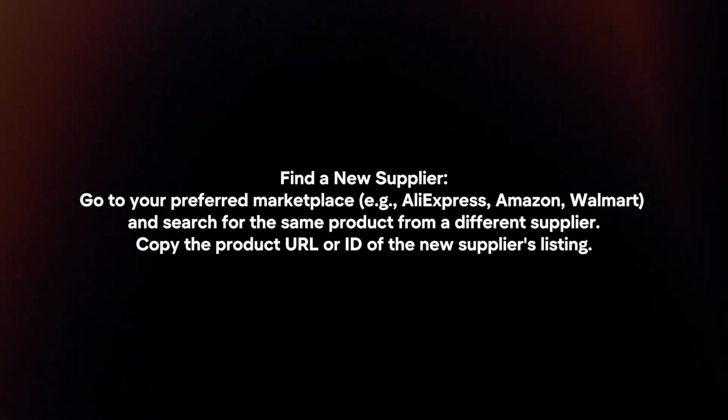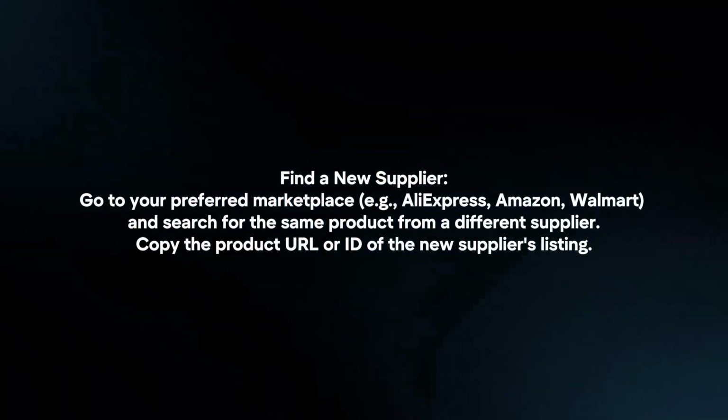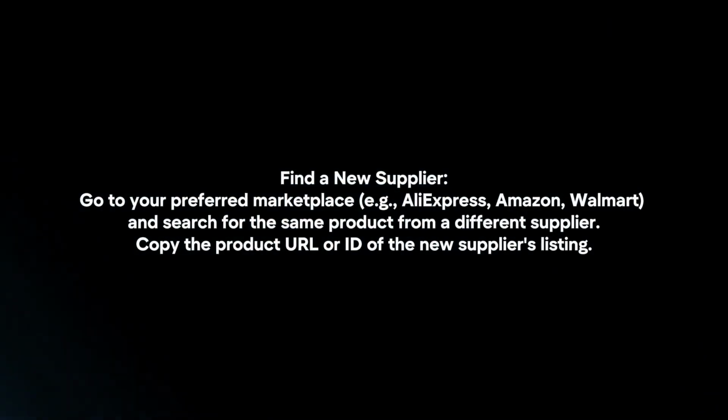Find a new supplier. Go to your preferred marketplace and search for the same product from a different supplier. Copy the product URL or ID of the new supplier's listing.